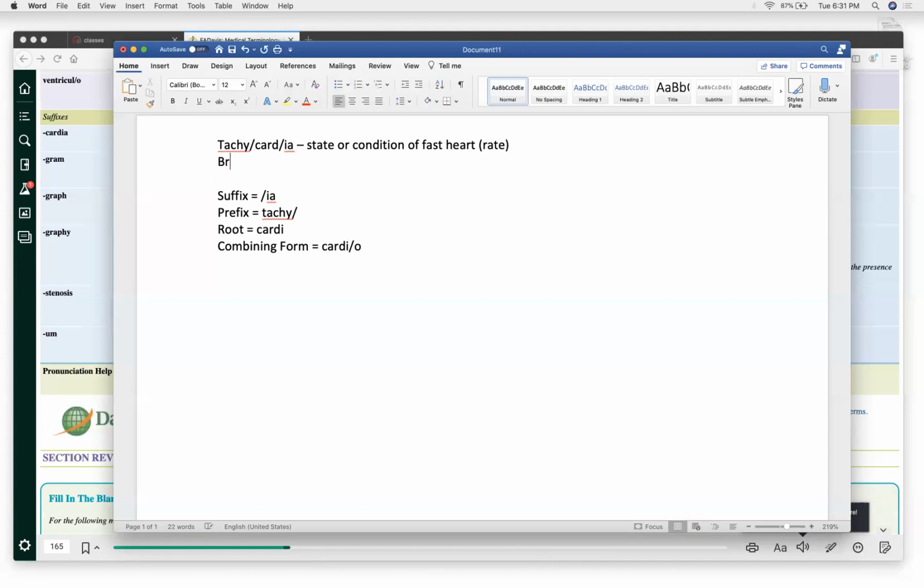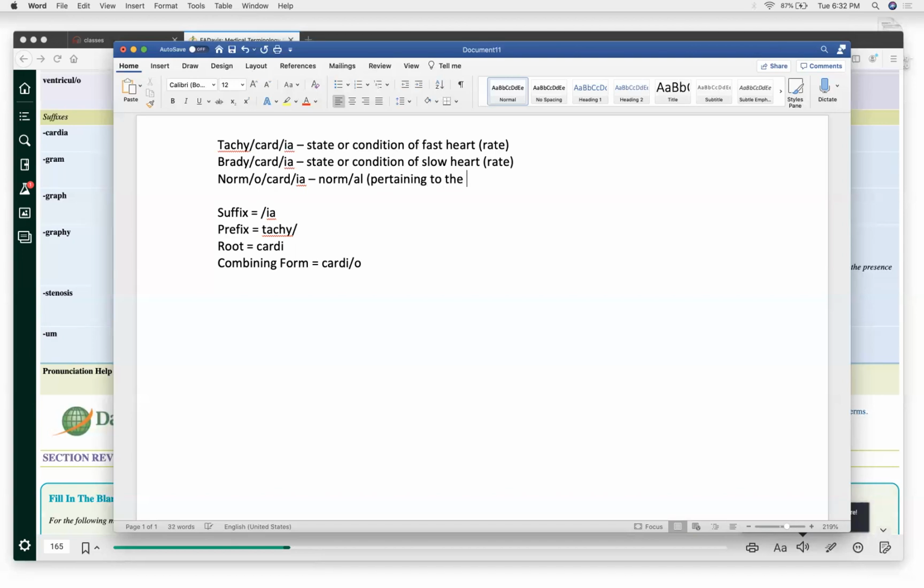Now, what's the exact opposite? Bradycardia. That's a state of condition of slow heart rate. Normocardia. State of condition of normal, right? And what's normal mean? Pertaining to the rule. And what's the rule that I just mentioned? You should be 60 to 100 beats per minute. That's your normal heart rate for an adult.